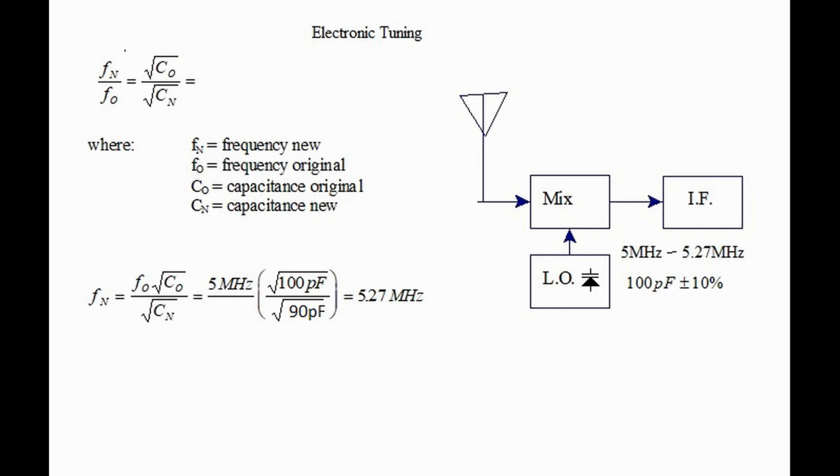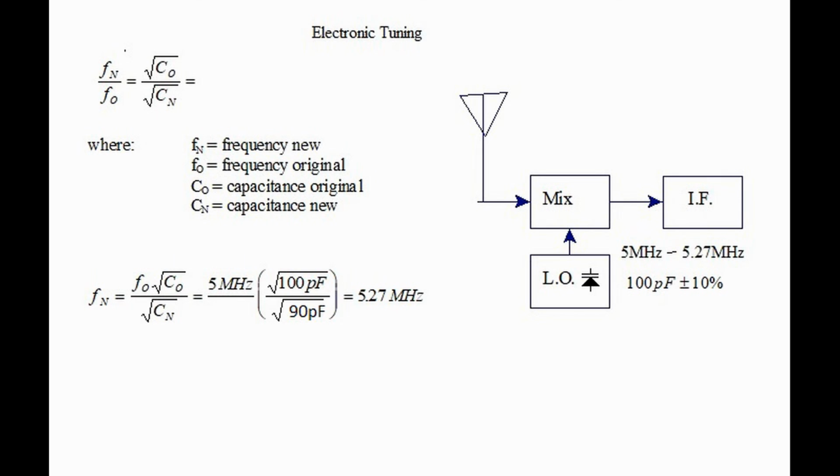We have a formula for the varactor which relates the new frequency, the original frequency, the original capacitance, and the new capacitance. Let's say we have a circuit with a varactor, and the varactor has a value of 100 picofarads plus or minus 10%, and that the varactor circuit is putting out a frequency of 5 megahertz. Now let's take a DC level or an audio level and change the capacitance by 10% downwards, so the new capacitance will be 90 picofarads.